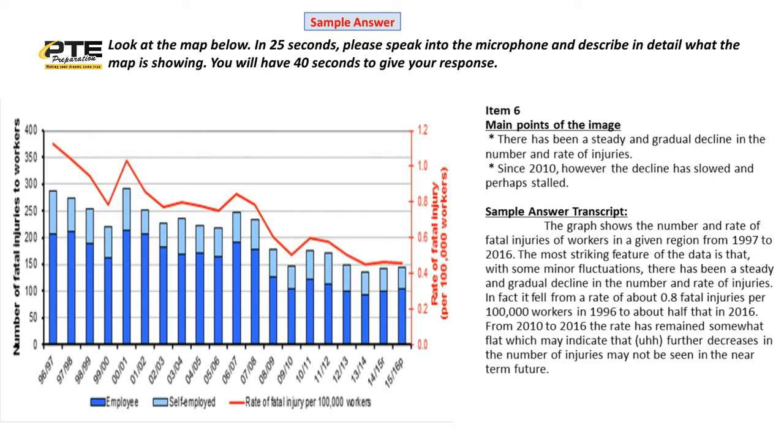In fact, it fell from a rate of about 0.8 fatal injuries per 100,000 workers in 1996 to about half that in 2016. From 2010 to 2016, the rate has remained somewhat flat, which may indicate that further decreases in the number of injuries may not be seen in the near-term future.